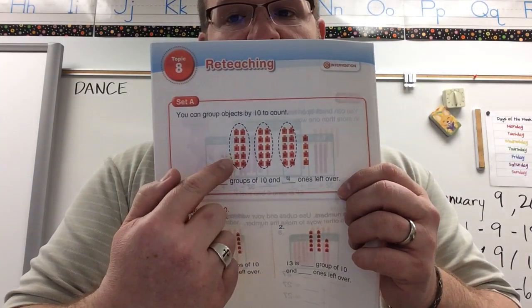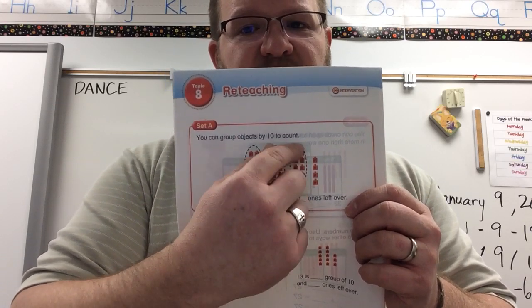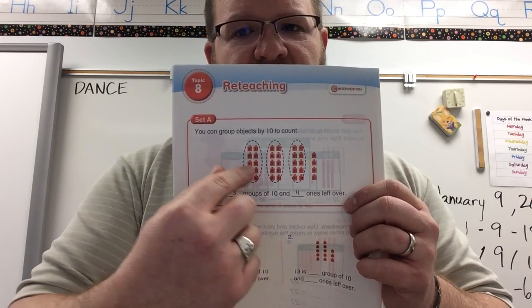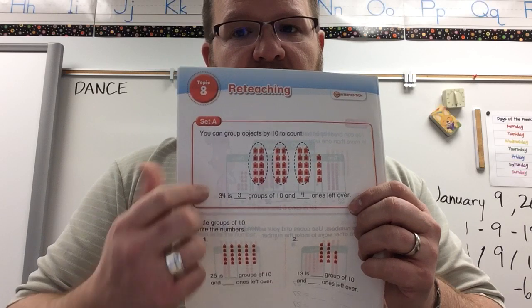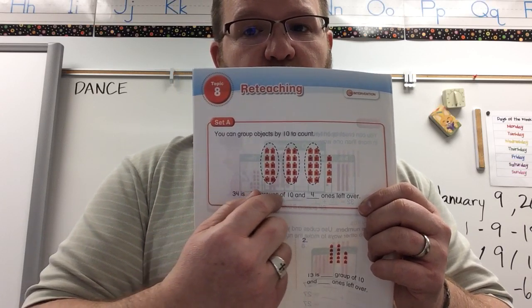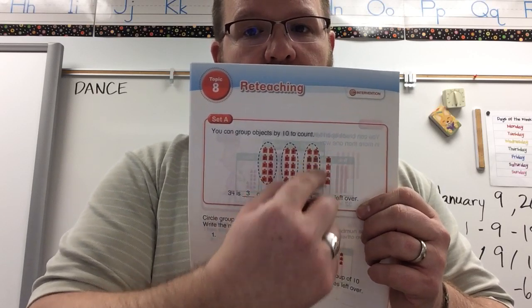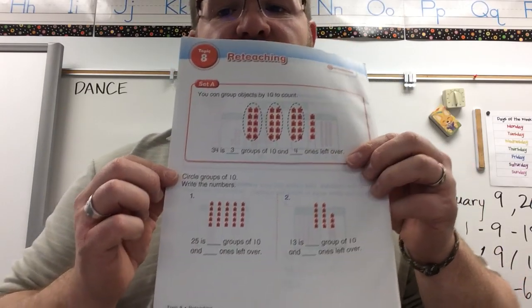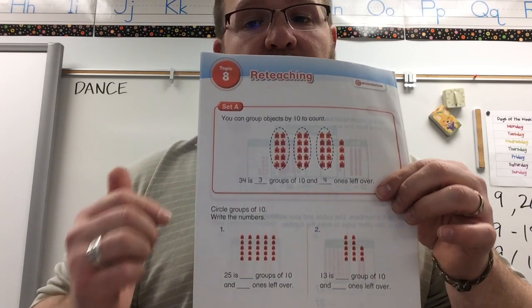Okay, so for instance, if you look at this one, they counted up 10 and put it in that circle, counted up 10 and circled it here, counted up 10 and circled it here. So they can skip count now and say they have 10, 20, 30, 31, 32, 33, 34. So there's 34, and it is 3 groups of 10, and 4 ones that are left over, okay? So that's how we're going to do numbers 1 and number 2. So you pause the video, do number 1 and number 2 now.